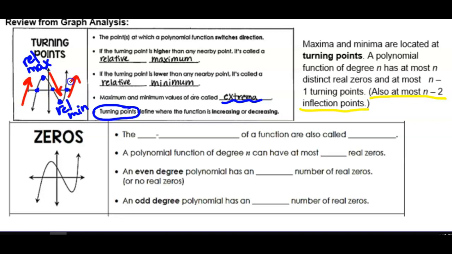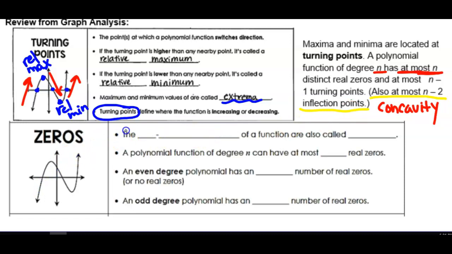Okay? So this is the new part. Max and min are located at turning points. A polynomial function of degree n has at most n real zeros. Now, it doesn't always have that many. And at most n minus 1 turning points, and at most n minus 2 inflection points where it changes concavity, okay? Not going to talk a lot about that again.